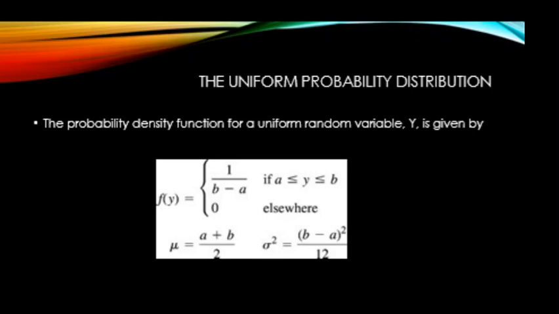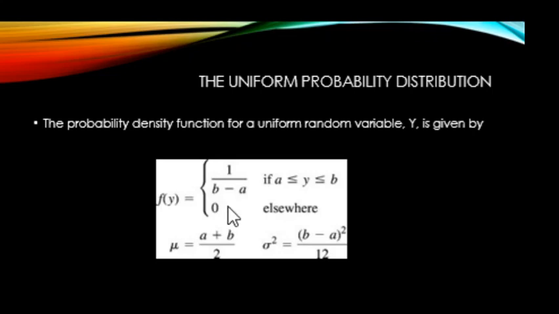This variable y is called a uniform random variable because the probability is spread evenly between the values a and b. So the variable y exists between a and b: y is greater than or equal to a and less than or equal to b. The probability density is uniform. It is the same throughout.